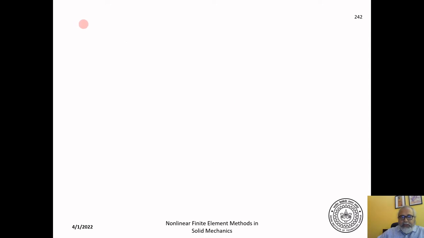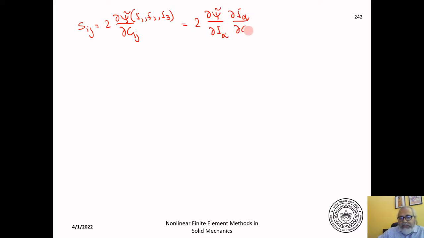Now remember, we have derived that Sij is 2 times del psi hat del Cij, where psi hat is a function of I1, I2, and I3, where I1, I2, I3 are invariants of C. So we will write it as 2 times del psi hat del I alpha into del I alpha del Cij, and then we will have to calculate del I1 del C. This we have already seen. The first invariant with respect to the tensor itself gives you identity.